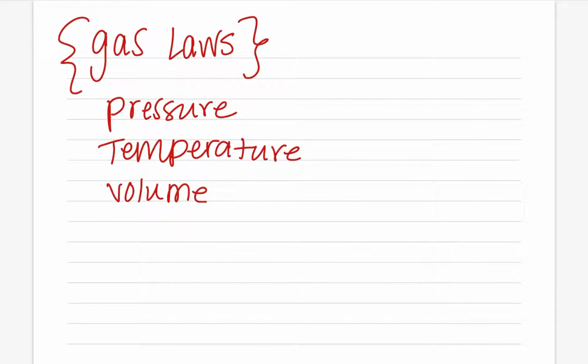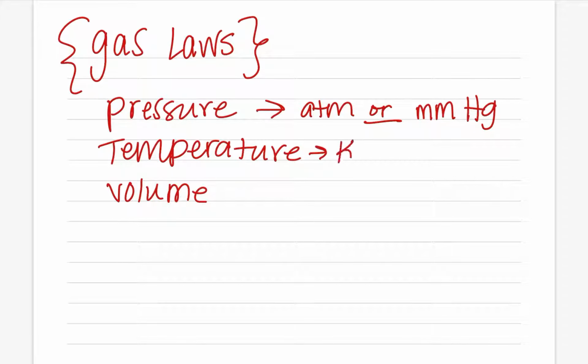So pressure, you will see it as ATM or millimeters of mercury, so mmHg. Temperature is going to be in Kelvin. If it's not in Kelvin, you need to convert it into Kelvin. If they give it to you in Celsius, you're going to add 273, and that'll give you Kelvin. And volume is going to be in liters. If it's not in liters, you're going to have to convert to liters.